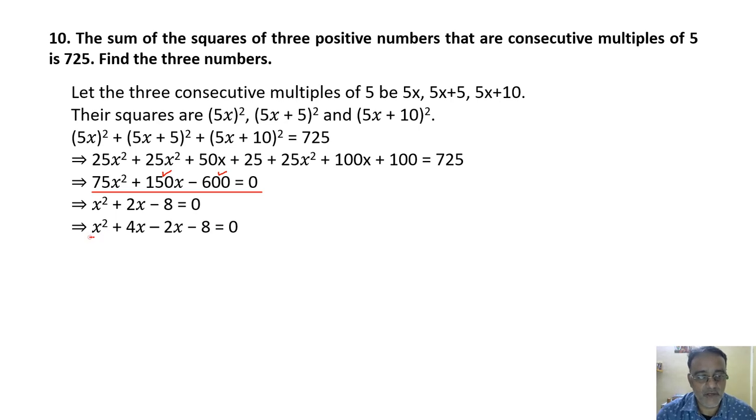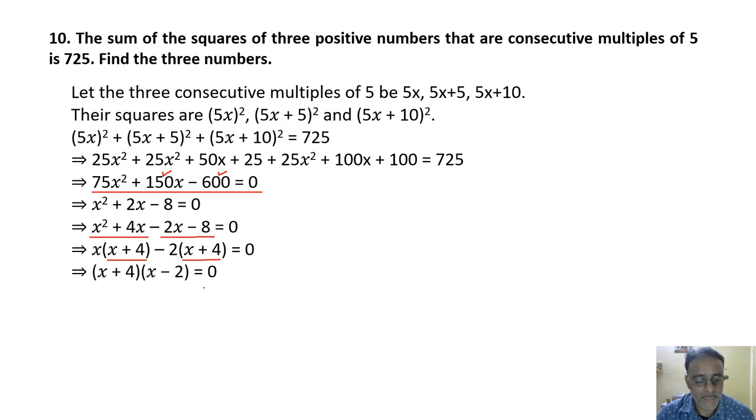Right. So what is the common between these two? X. Or isme? Minus 2. Minus 2. Right. So minus 2 nikalenge to ye plus ho jayega. So we are getting two factors, x plus 4 into x minus 2. And from this we are getting minus 4 and from this we are getting 2. Now we have to neglect minus 4.